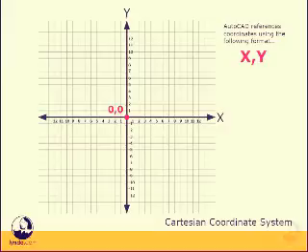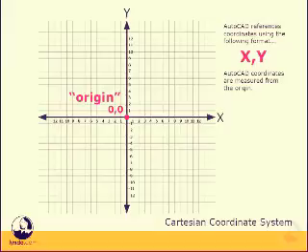Now the intersection of the x and y axis also has a name. It's called the origin. All AutoCAD coordinates are measured from the origin. For instance, I'm going to bring some points up on screen. We'll see how this works. If I was to bring up a location right here, this guy has a coordinate value of 4, 2. That's because he's 4 units in the positive x direction, and he's 2 units in the y direction.